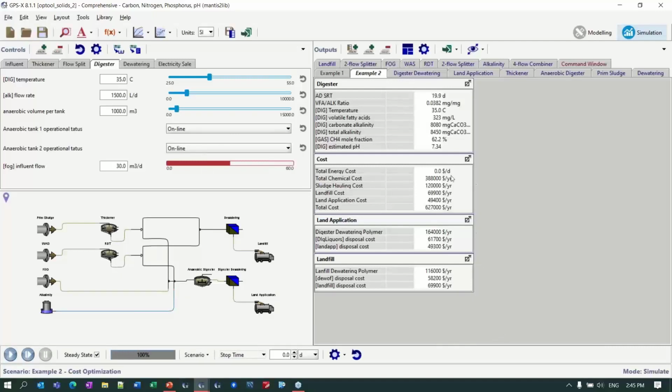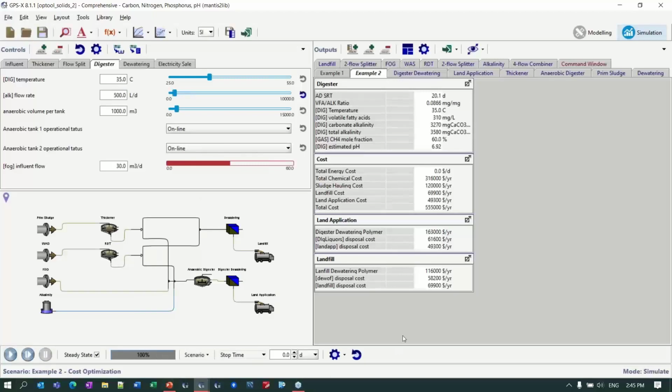Okay, so now it's really this middle panel here that I want you to keep an eye on. Total chemical cost: 388,000. And you can see below that what some of our land applying and landfilling costs are. Here's our stuff associated with the dewatering for land application and the dewatering for landfill. And you can see there are some high polymer dosage numbers here as well. Okay, so let's start out by reducing this down to 500.